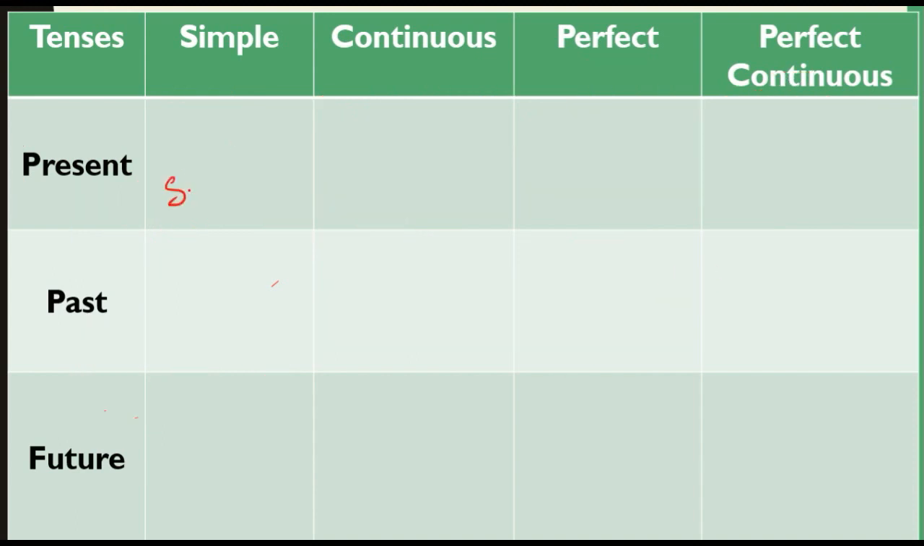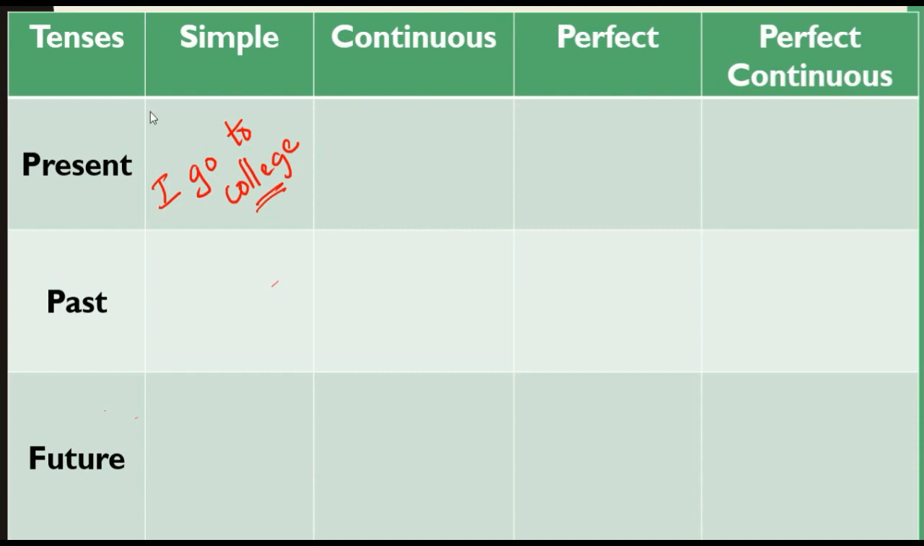Let's take up a sentence of simple present tense and we'll convert this sentence into all the other types of tenses. The sentence I have for all of you under the umbrella of simple present tense is: I go to college. Very simple sentence I've taken. So how do I convert simple present tense into simple past?